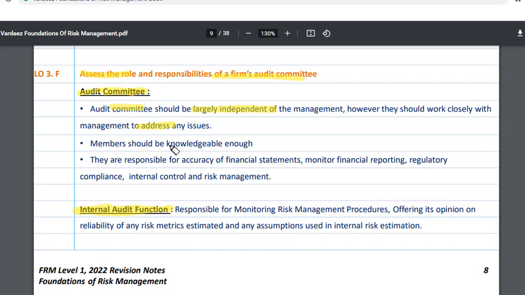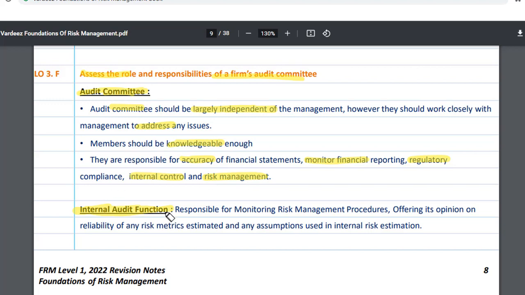Members should be knowledgeable enough, they should be competent enough. This goes without saying. They should have the knowledge about accounting and on all the accounting standards. Okay, this goes without saying. They are also responsible for accuracy of the financial statements. They should monitor the financial reporting, any regulatory compliance that comes up, internal controls, and also risk management. Okay, so this is also the responsibility of the audit committee.